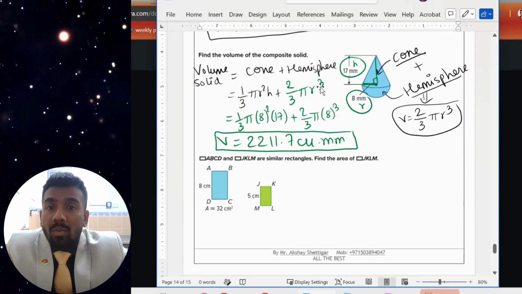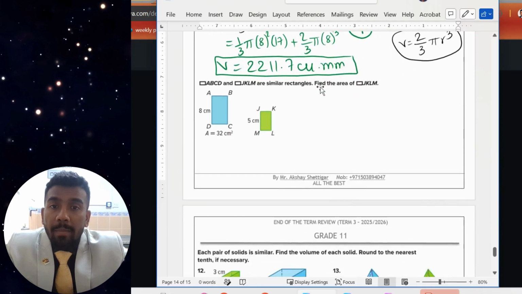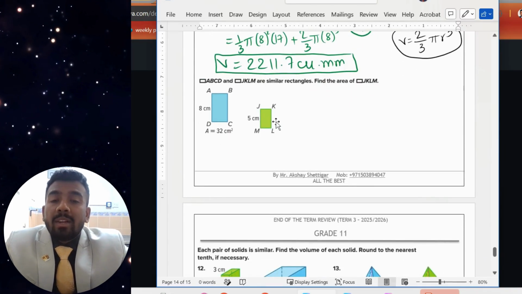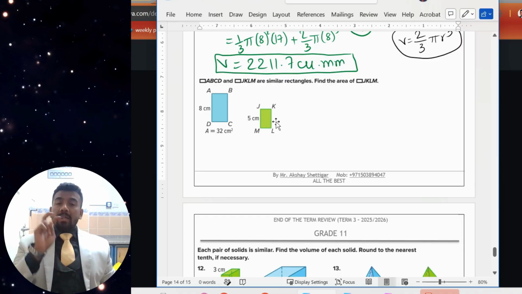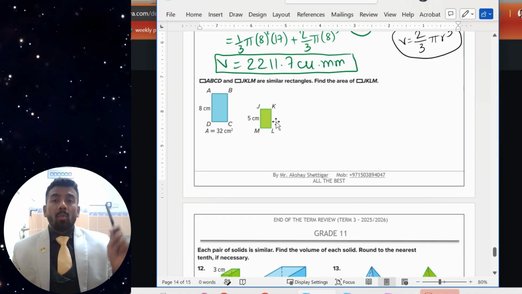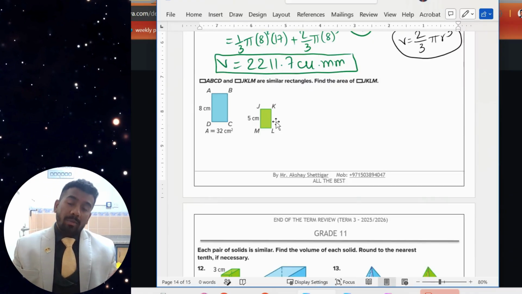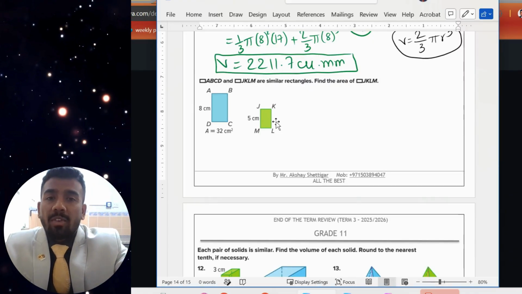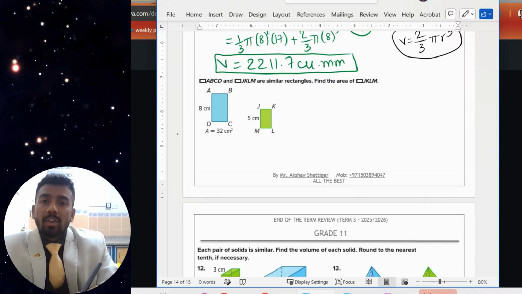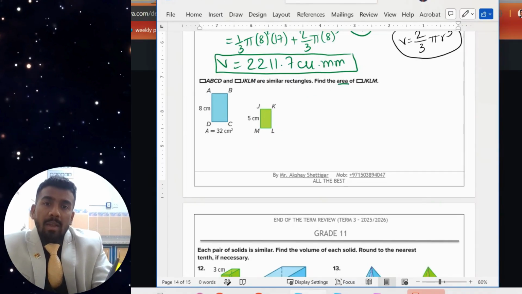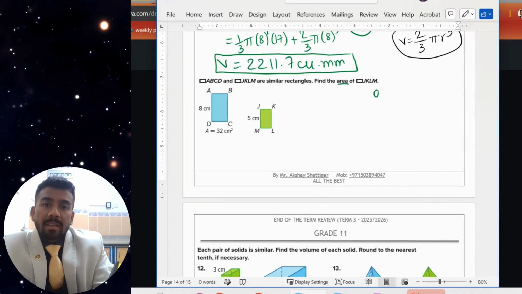So we did the volume of composite solid. Let's go ahead and do the similar figure. Here there are two types of questions that can come: one which deals with area and one which deals with volume. Both have easy formulas. So I'll tell you first the area formula. What does the area say?